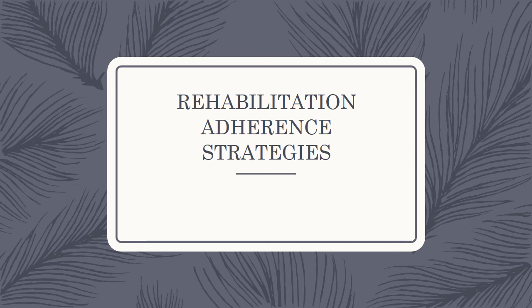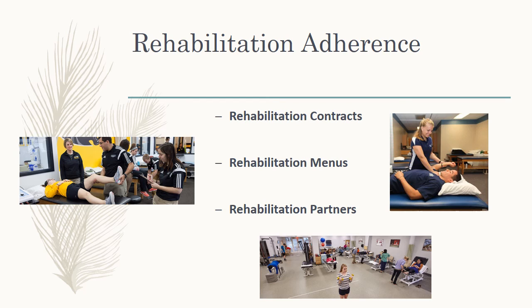Lastly, we're going to talk about rehabilitation adherence strategies. 3 main strategies here might include rehabilitation contracts, menus, or partners. So any individuals performing any type of rehabilitation in the healthcare field might be able to employ these skills with their patients. A rehabilitation contract might be employed if an individual is having trouble getting motivated and getting to rehab.